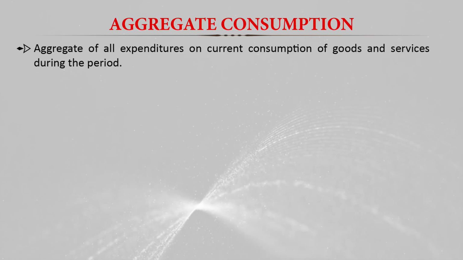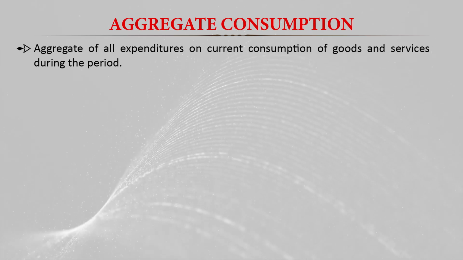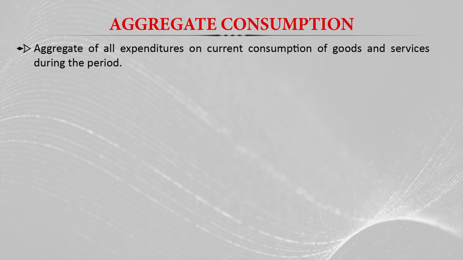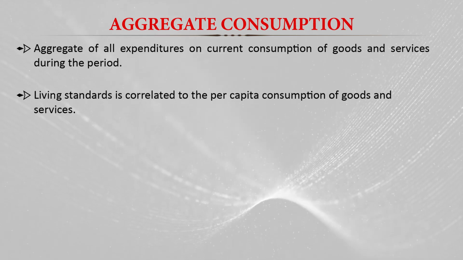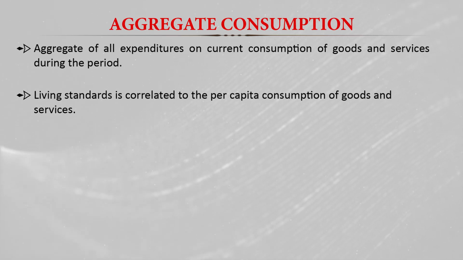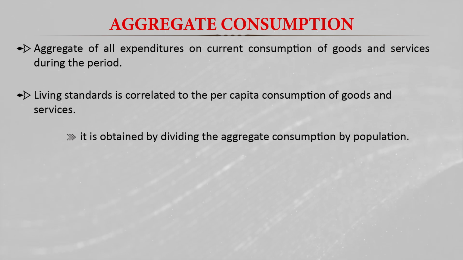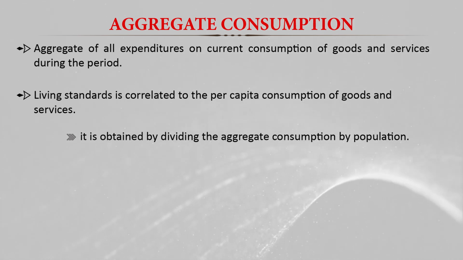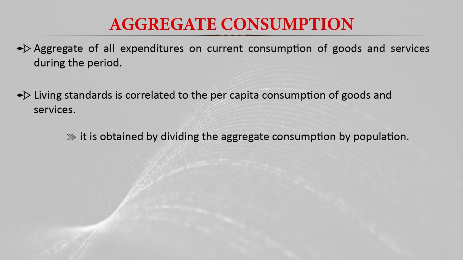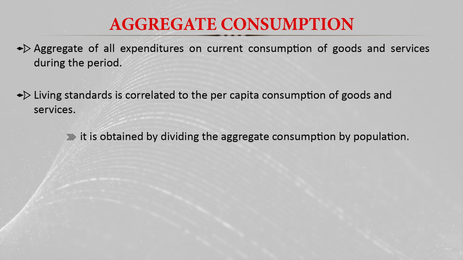Now we will discuss aggregate consumption, which is one of the aggregate measures of the national income. Aggregate consumption is basically the aggregation of all the expenditure on current consumption of goods and services during the period, that is, a financial year. It is related to living standards, and living standard is correlated with the per capita consumption of goods and services. The per capita consumption we obtain by dividing the aggregate consumption by the population. So when we divide the total or aggregate consumption by the population, we get the per capita consumption of goods and services.